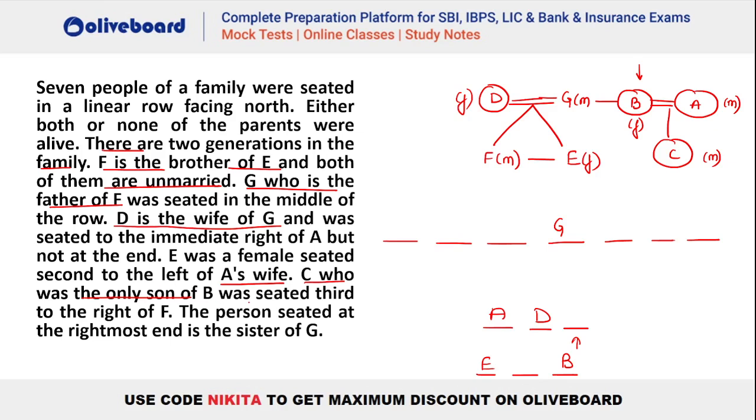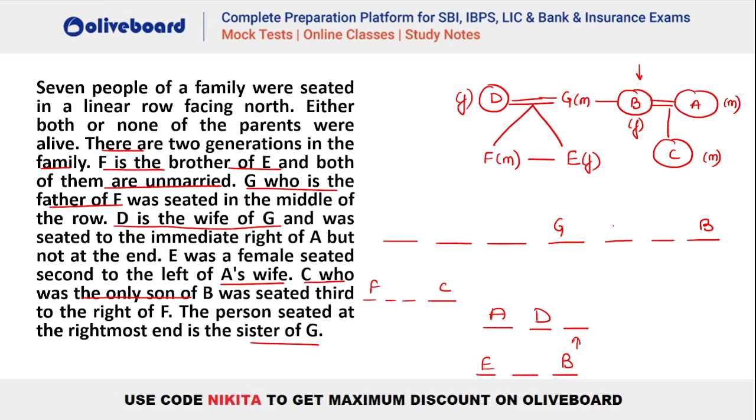C, who was the only son of B, was seated third to the right of F. Okay, so that means C has to be third to the right of F. So 1, 2, 3. This has to be your F, right? So C, who was the only son of B, was seated third to the right of F. The person seated at the rightmost end is the sister of G. Who is the sister of G? That's your B, right? So you can see B is the sister of G. So B has to be at the rightmost end.